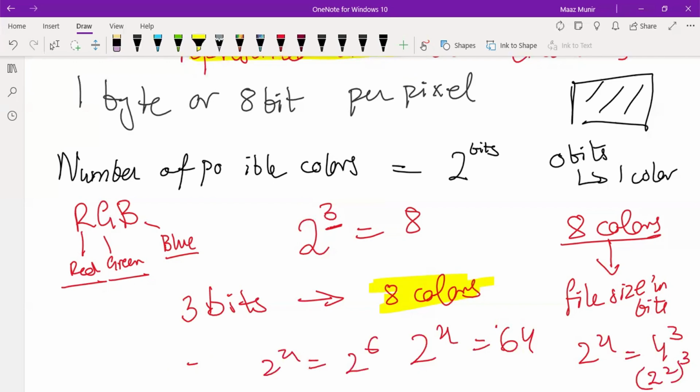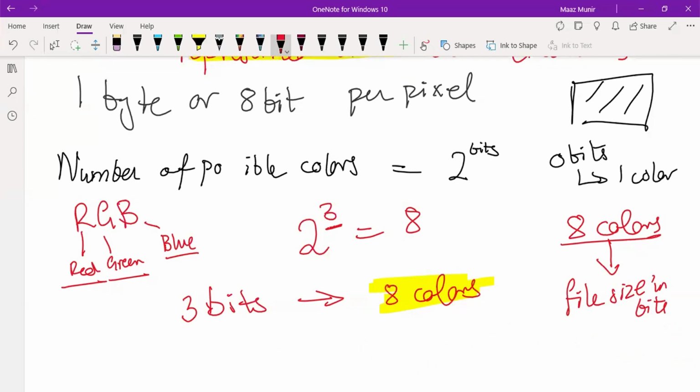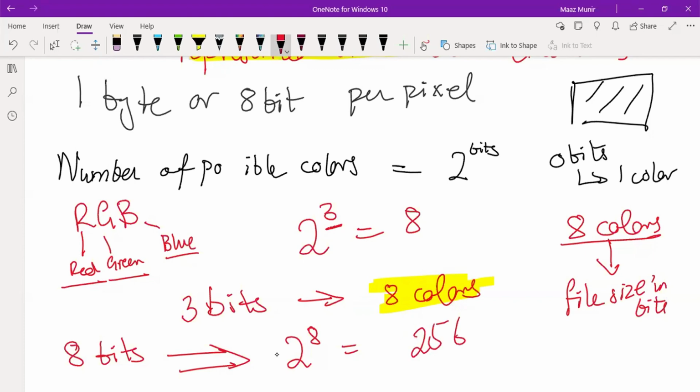This is something related to maths. You have covered this in your O-level mathematics or IGCSE maths, and it's not related to computer science, but I told you for the purpose of clarification. Now let's say a question says that you have a file which has a file size of 8 bits. How many colors could this represent? The answer would be 2 raised to the power 8, which gives us 256 different combinations.